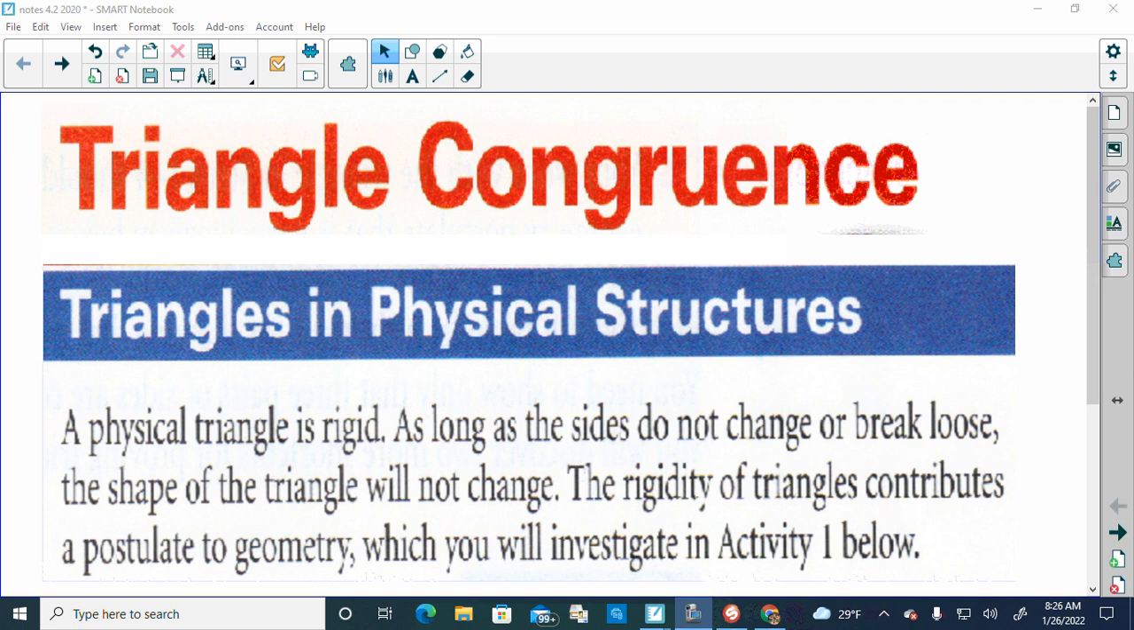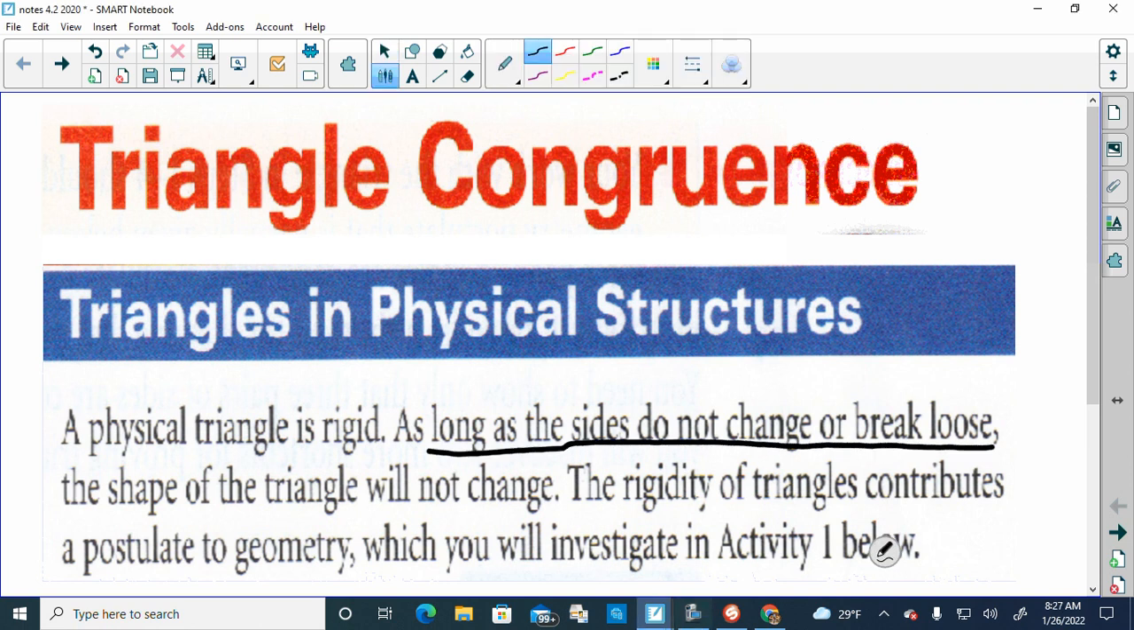The word that you had was rigid. It said, turn to page 217, what is the definition of rigid as it pertains to shapes? So what I wanted you to write, or summarize, is: as long as the sides do not change or break loose, the shape of the triangle will not change. And that is what rigid means.